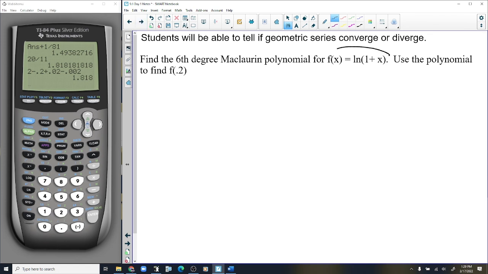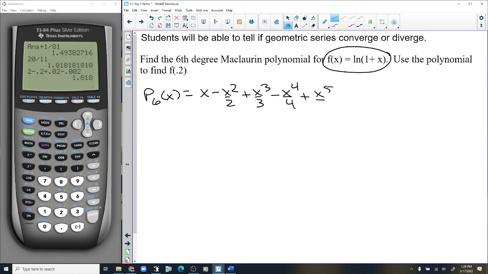This is the one that's on the chart. And so P sub 6 is x minus x squared over 2 plus x to the third over 3, x to the fourth over 4, x to the fifth over 5, x to the sixth over 6. Now, you probably were going to develop it, I would imagine, because we haven't used this one very much. But if you know it, it goes very quickly.